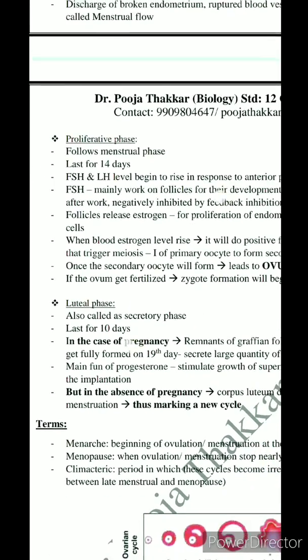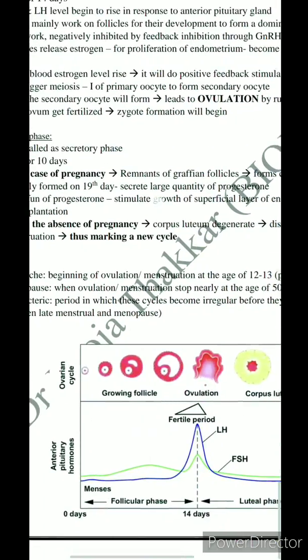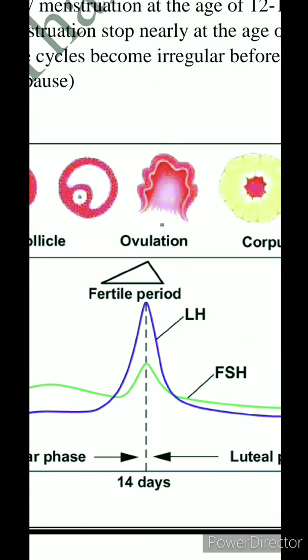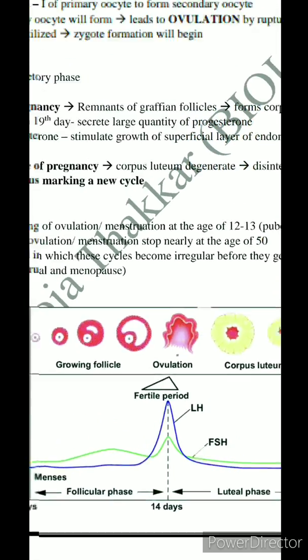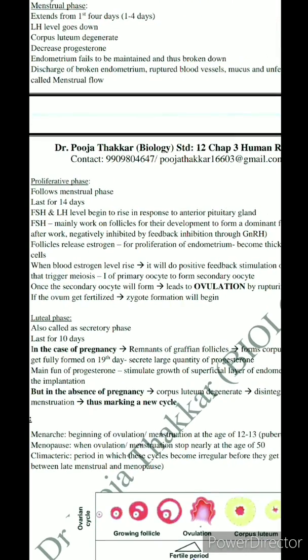In the proliferative phase, which follows the menstrual phase, lasting 14 days, the FSH and LH levels begin to rise. You can see in the diagram that LH and FSH levels continue to rise. The FSH level is comparatively a little less than LH. LH is supremely required here, as it is termed luteinizing hormone.